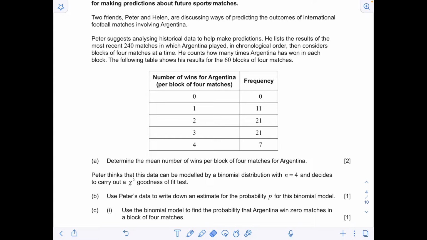So part A asks us to determine the mean number of wins per block of 4 matches in Argentina. This is an expected value question. So we would multiply the frequency times the number of wins and add all of those together, and then divide by the total of our frequencies. So 0 wins had a frequency of 0, plus 1 out of 4 wins had a frequency of 11, plus 2 had a frequency of 21, plus 3 had a frequency of 21, plus 4 had a frequency of 7. All of that should be added together and divided by the total number of blocks, which was 60. And when you do that, you get 2.4.